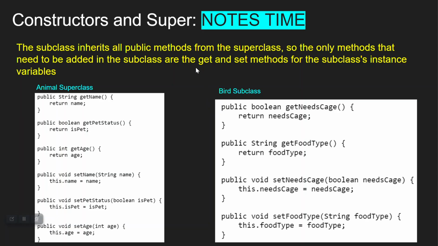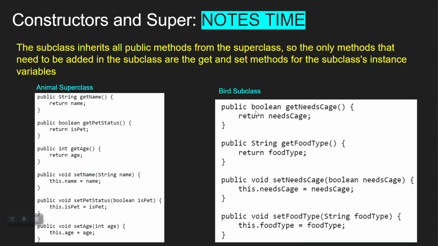So, just remember that in inheritance, the subclass inherits all public methods from the superclass. So the only methods that need to be added to the subclass are the get and set methods for the subclass's instance variables. Because of inheritance, you automatically get get name, get pet status, get age, as well as set name, set pet status, and set age. And if there are any other public methods in the animal class, again, the bird class automatically gets them.